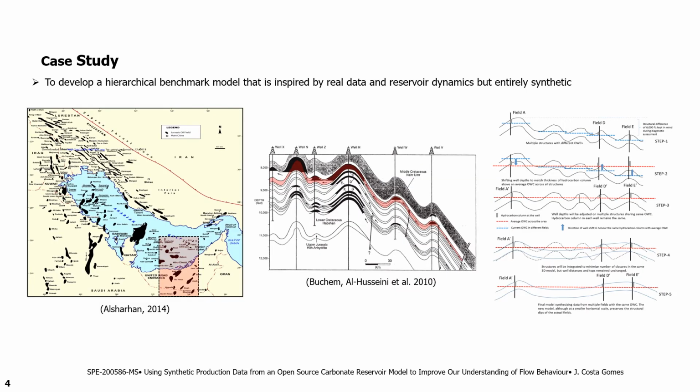To create a case study, it was extremely important that it be inspired by real data and reservoir dynamics, but entirely synthetic so that we can release the data set and the models. So where was I going to get inspired to create such a case study? Well, having lived, worked, and studied in the United Arab Emirates, it felt appropriate to continue studying the carbonate reservoirs of the region. On the left-hand side image, we have the Middle Eastern region with the Jurassic oil field map. And highlighted in red is the area of interest, the United Arab Emirates, more specifically the Bab Basin.